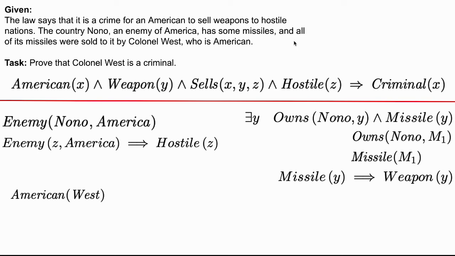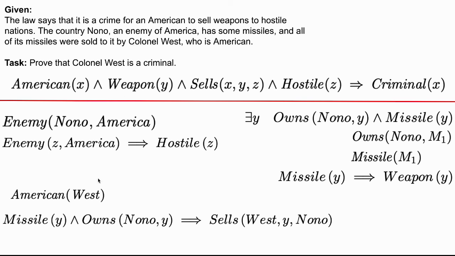that we know from here is that Nono has some missiles and all of its missiles were sold to it by Colonel West. So if Y is a missile and if Y is owned by Nono, then that missile must have been sold to it by Colonel West. So now all the four ingredients of our law are available to us, and when all these four are true, then one can infer that this X, or this Colonel West, must be a criminal. So by using this procedure, we have been able to arrive at our conclusion.